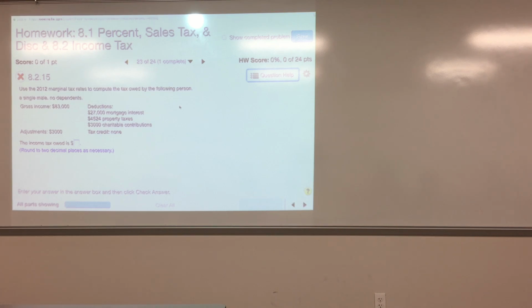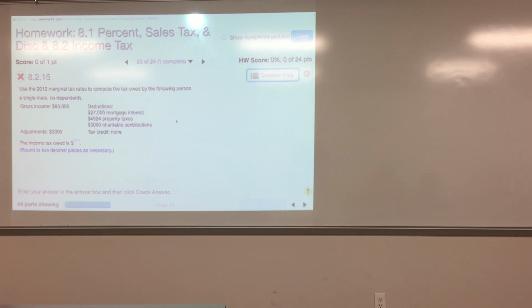Then we're gonna go all the way back to problem 1 and go through the 8.1 part of this section. Okay, so that part is not very difficult at all, but this 8.2 part can be tricky. All right, so what are we doing in section 8.2? In 8.2, we are calculating how much income tax we owe the government.